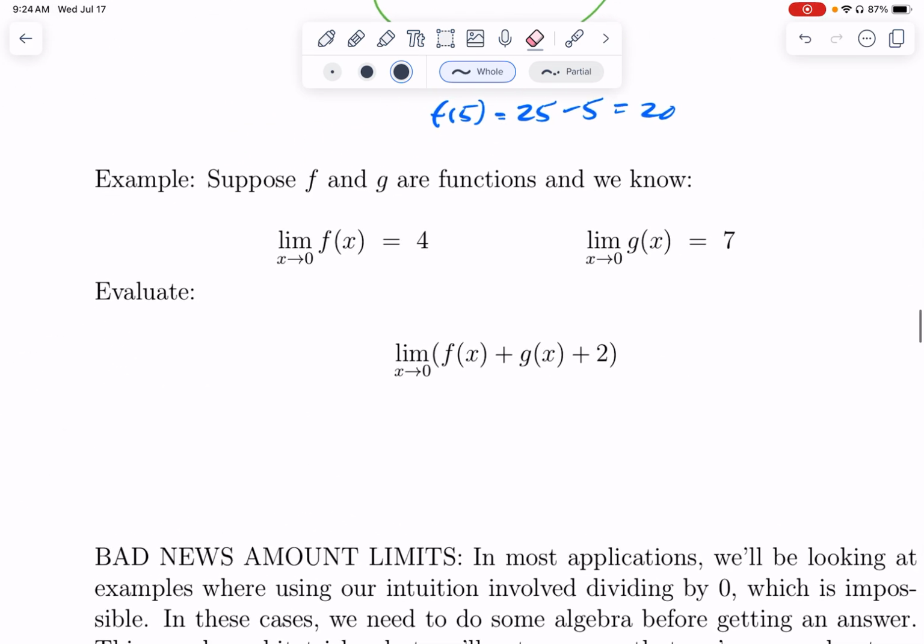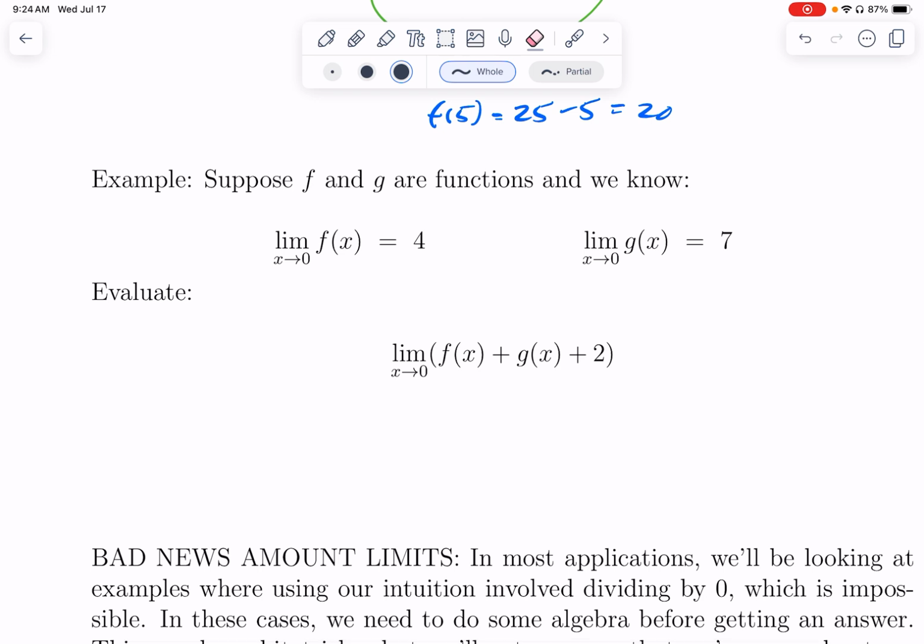Right? Here's another example. So think about this. This one's a little more abstract. So I have this function f of x, and the limit as x approaches 0 of f of x is 4. And here's g, the limit as x approaches 0 of g of x is 7. And let's notice, in both cases, we're talking about what happens when x is close to 0. So now I'm asking, what's the limit, again as x is close to 0, of f of x plus g of x plus 2? So stop and ask yourself, what does this mean, and what do I think the answer is?